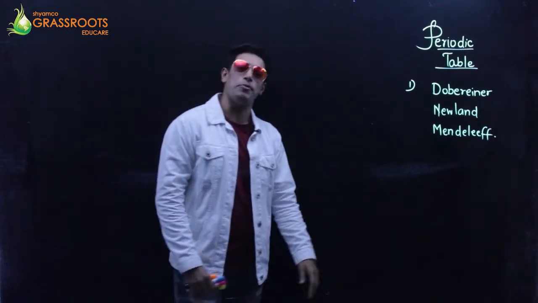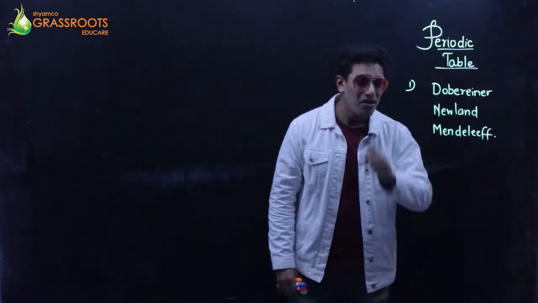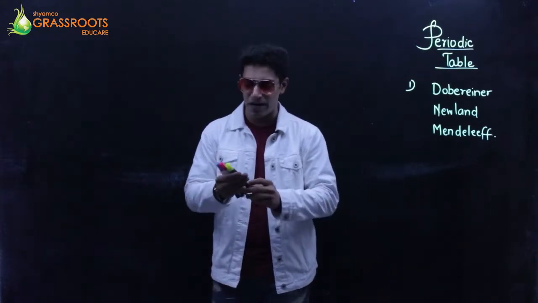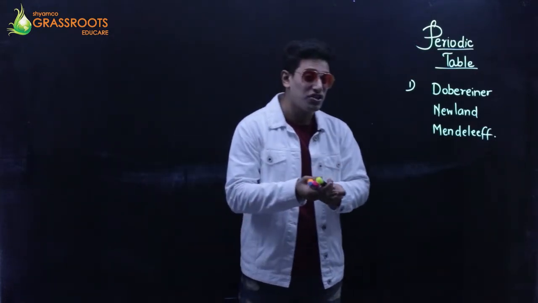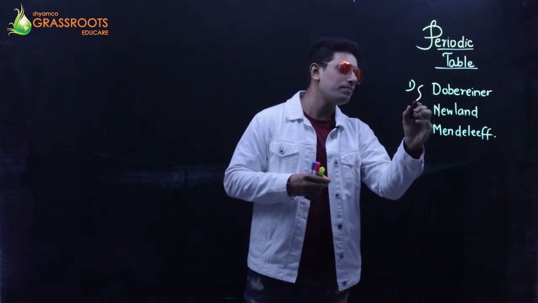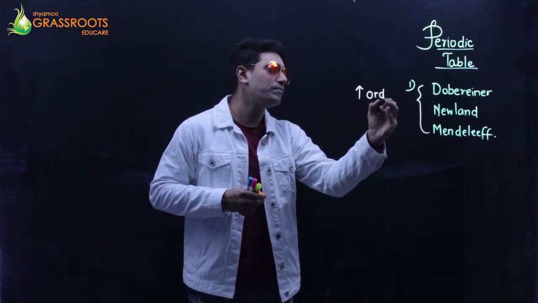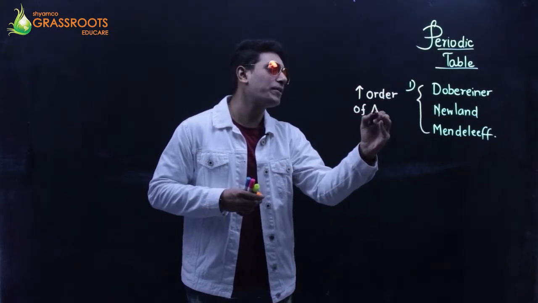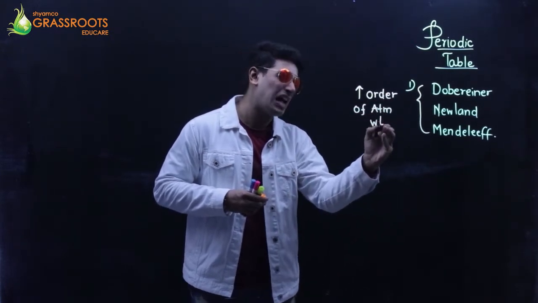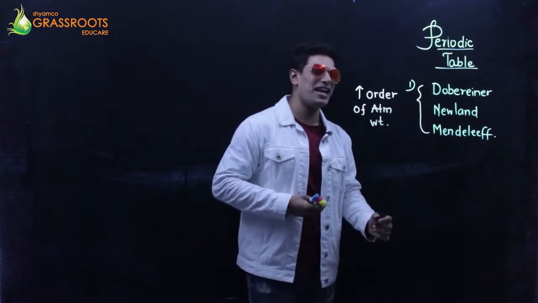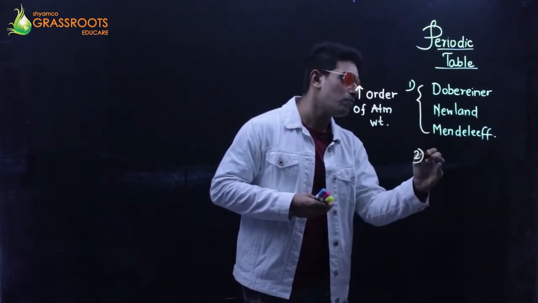So these were the 3 people who failed miserably. The same mistake all 3 of them made, and it was this. All of them arranged the elements in the increasing order of atomic weight, atomic mass. That was a problem. Then came the person called Moseley.